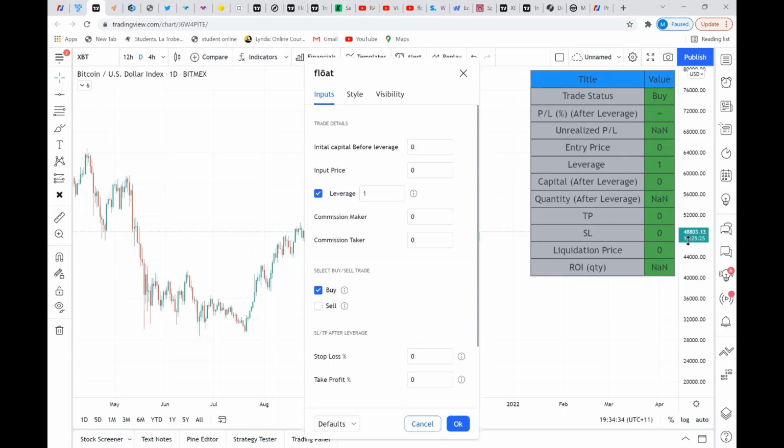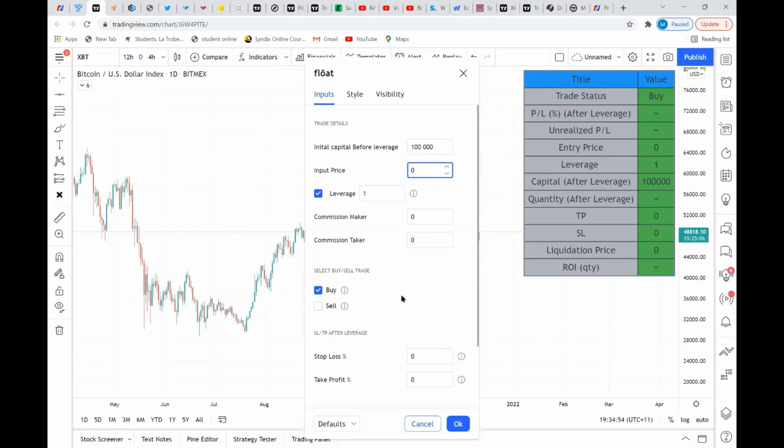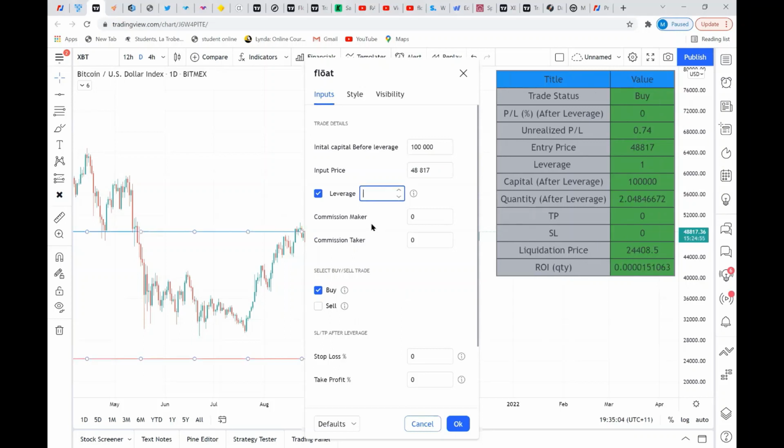So let's have a look at the price right now. We're at 48,800. Let's just say we want to enter a trade right now and we're going to view it in real time. So initial capital, that's the amount of money that you want in the trade before leverage is applied. So for the sake of the exercise, let's just say we have $100,000 that we want to apply in this trade. We're going to spot buy right now at 48,817.